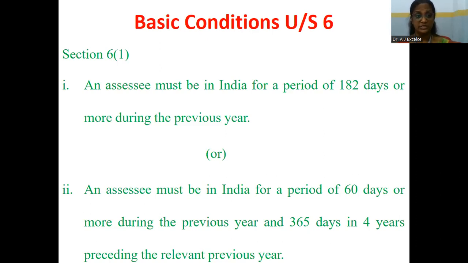The basic condition 1 tells that, according to section 6 subsection 1, the assessee must be in India for 182 days during the previous year, or the assessee must be in India for a period of 60 days or more during the previous year, and 365 days during the 4 years preceding the previous year. These are the two basic conditions.